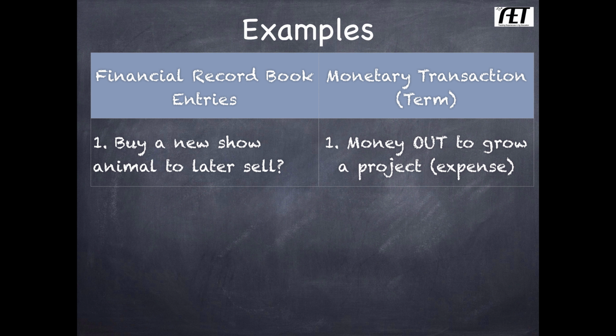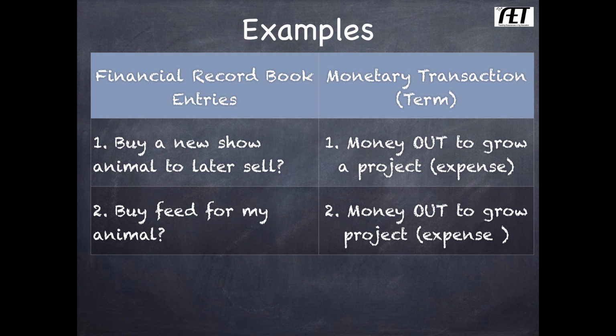So number one, I buy a new show animal. Let's say it's a $400 show pig. I gave money out. In exchange for that, I got a show pig back, and that's the double entry that needs to be made. And your record book in AET actually only asks you one side of the entry and how it happened, and it handles the double entry.